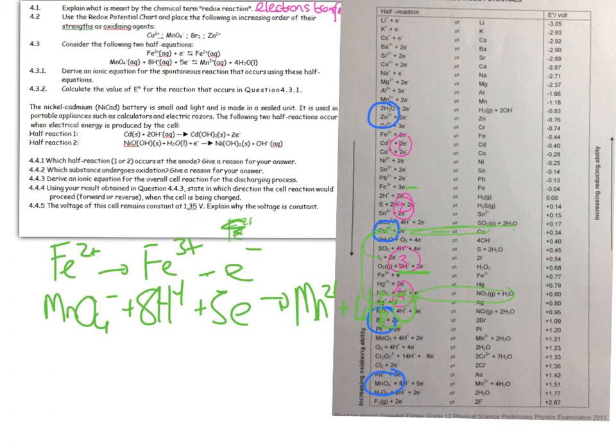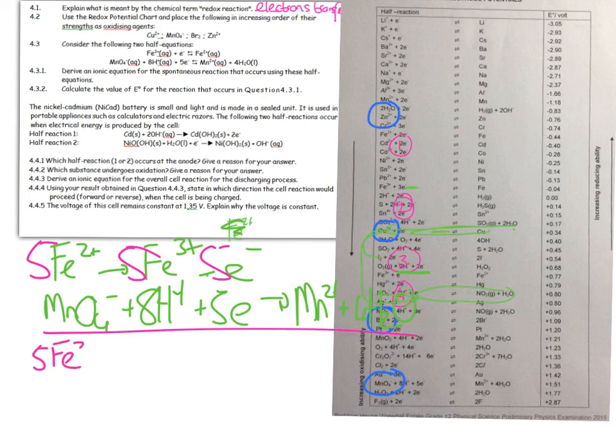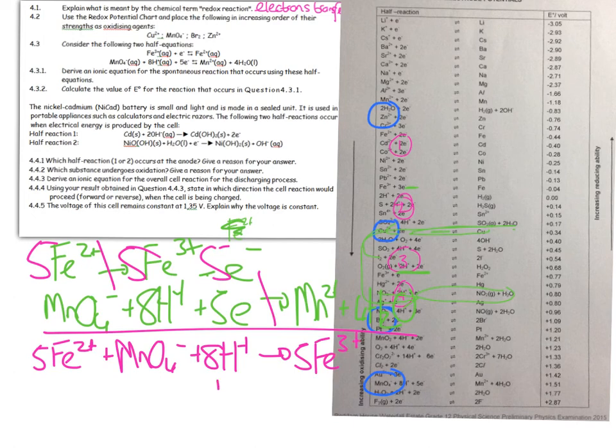And then I need to multiply the top line by 5 all the way through in order to get a balanced equation of 5 Fe2 plus, plus whatever else is on the other side of this arrow. So it's MnO4 minus plus 8H plus gives me 5 Fe3 plus plus Mn2 plus plus 4 H2O.